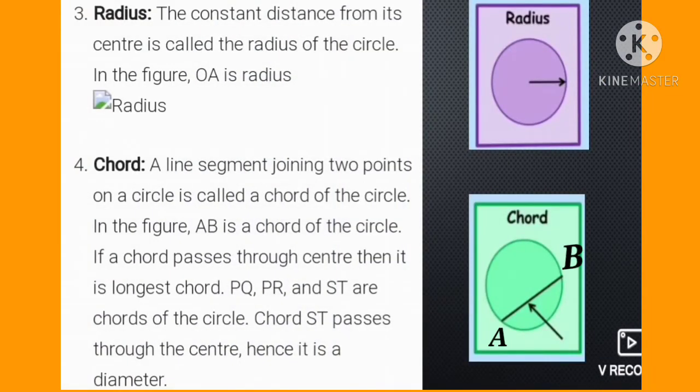And chord. A line segment joining two points on a circle is called a chord of the circle. And here, when the chord crosses through the center, then it is a diameter of the circle, and also the diameter is the longest chord of a circle.